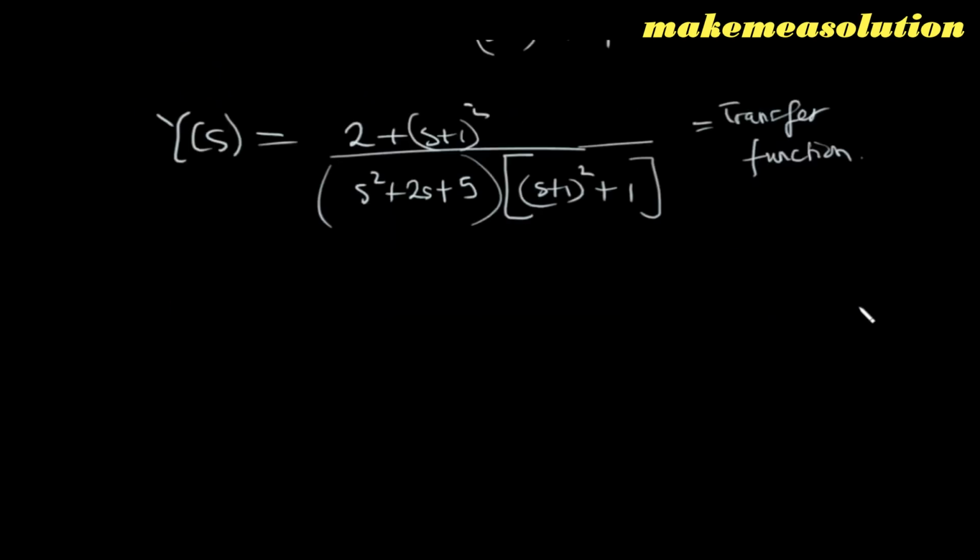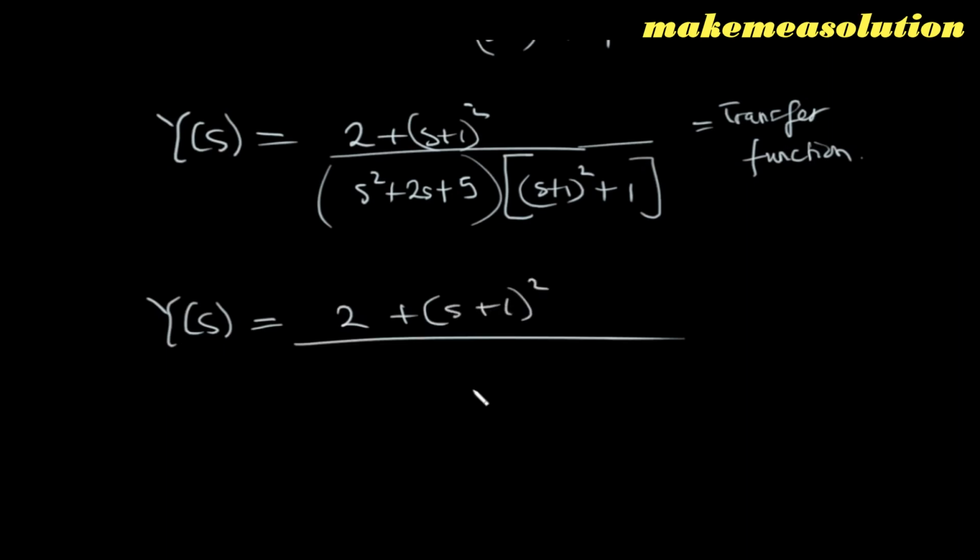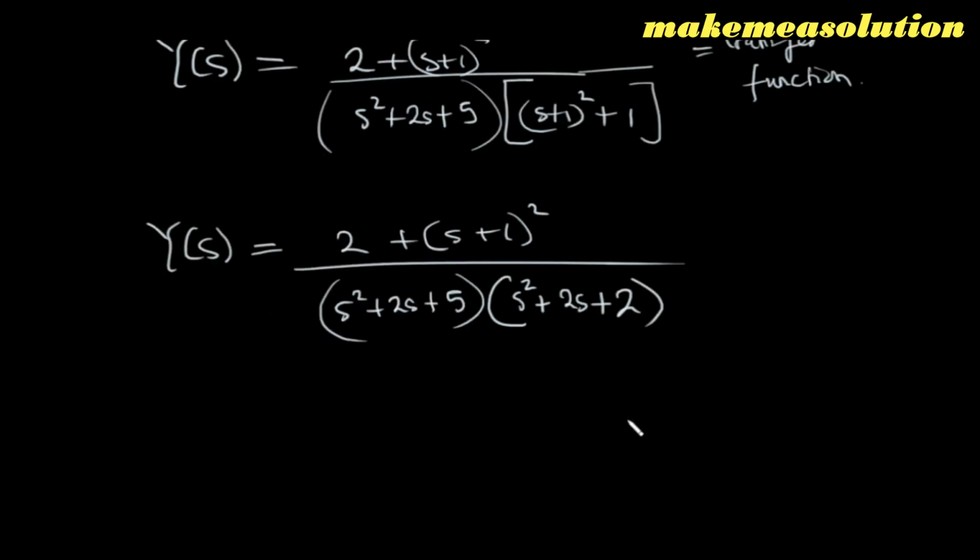So you can still simplify the transfer function. 2 plus s plus 1 all squared all over s squared plus 2s plus 5. Then when you simplify this one, I'm having s squared plus 2s plus 1 plus 1, which is plus 2. Is that okay? Then you have your transfer function in this form.